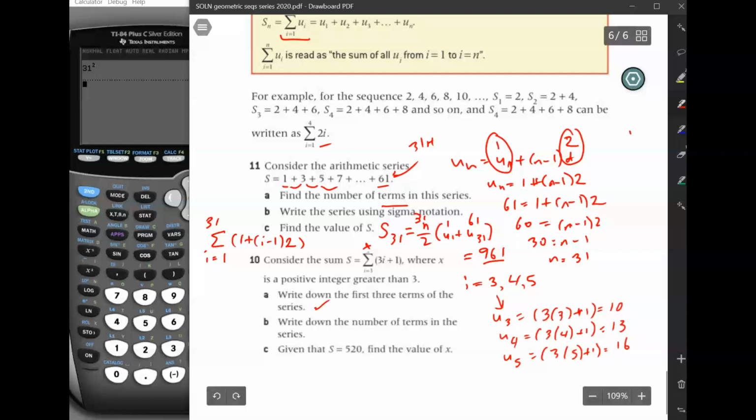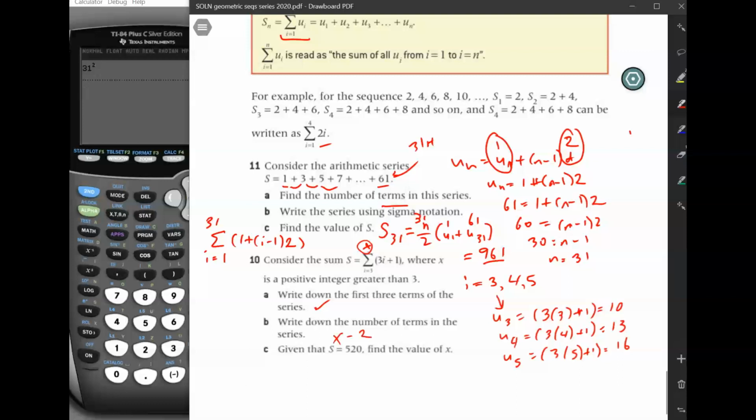Then it says write down the number of terms in the series. Well, we know that the last term is x, but we don't know what number x is. They want us to say, oh, so there's x terms. Well, if i equals 1 was the first term, then there would be exactly x terms. Since it starts with i equals 3 instead of i equals 1, it has 2 less terms than 1 through x. If it was 1 through x, that would be x terms. If it's 3 through x, that would be x minus 2 terms.